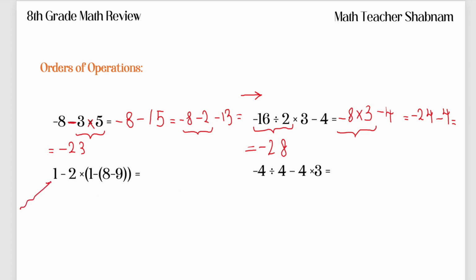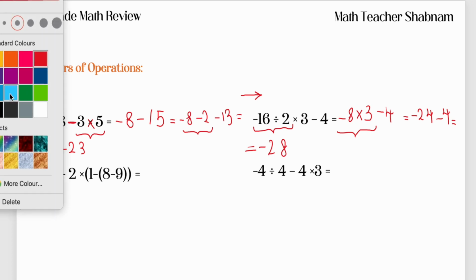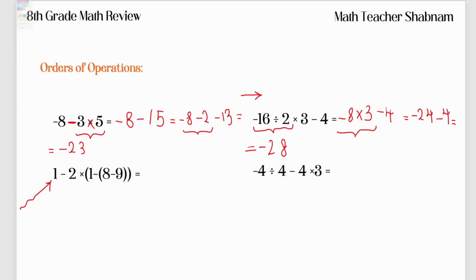Looking at this equation over here, we can see that we have two parentheses. Which one should we do first? Well, the priority is always with the parentheses inside. We're going to focus on 8 minus 9. That is -1. Let's see what we have now.